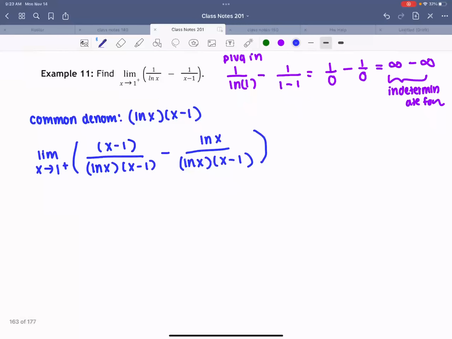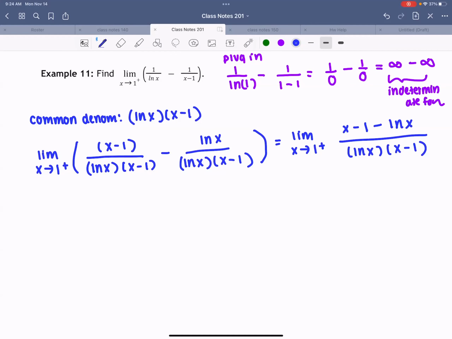Now that I have the denominators matching, I can literally combine the two fractions into x minus 1 minus ln of x over my common denominator, ln of x times x minus 1. Is everyone good here? So I just combined this into one big fraction.